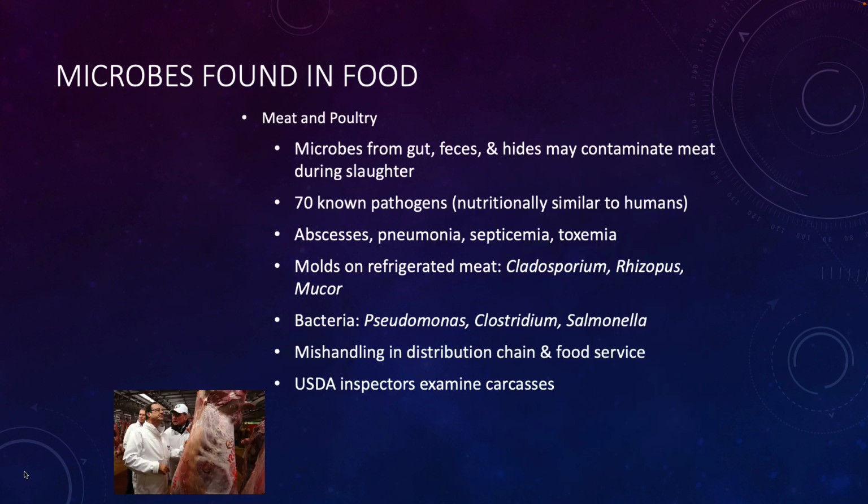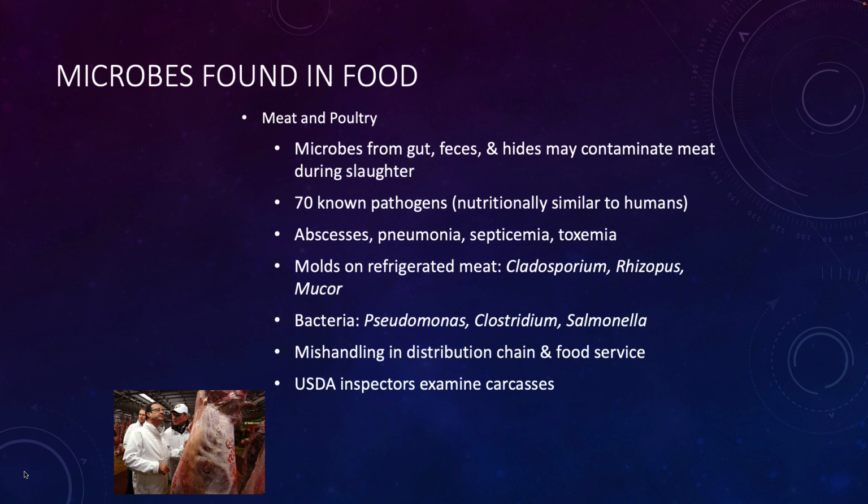Meat and poultry are also highly contaminated. Microbes from the gut, from feces, and from the skin of the animal can contaminate the meat during slaughter. There are at least 70 known pathogens that we can find in meat and poultry. This is often because the nutrition requirements for these animals are very similar to those of humans, so the microbes can thrive in both animals and people. We can see everything from abscesses to pneumonia to septic shock to toxic responses, where the bacteria produce a toxin that makes you sick rather than the bacteria itself making you sick.